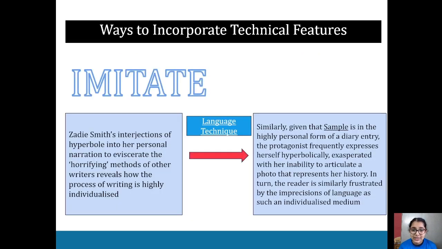Now, ways to incorporate technical features. So imitate. So for instance, Zadie Smith's interjection of hyperbole in her personal narrative to create the horrifying methods of others reveals how the process is highly individualized. Similarly, given that the sample is in the highly personal form of a diary entry, the protagonist frequently expresses herself hyperbolically. So I'm now talking about how I have imitated the technique.